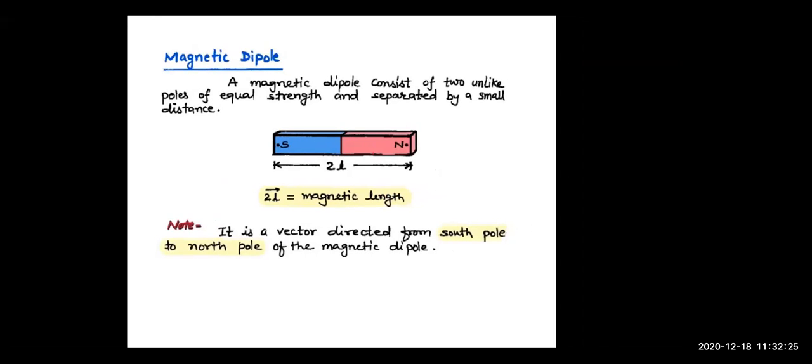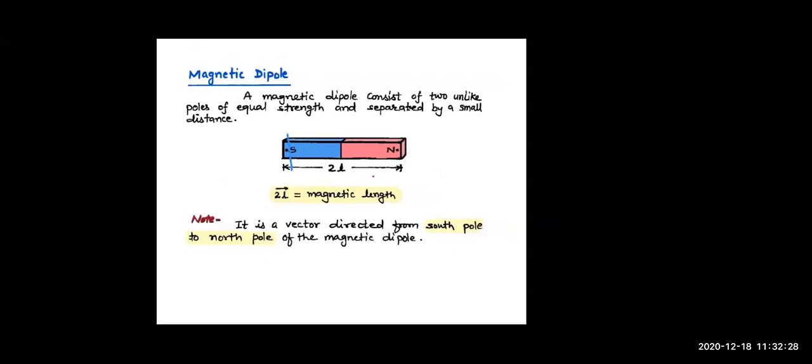Now let's proceed towards magnetic dipole moment. Now children, every bar magnet, this is a bar magnet, consists of two poles, North Pole and South Pole. And these poles have equal magnitude. The magnitude of the magnetic field is equal, right? But they are only of opposite nature. One is north and the other is south, right?